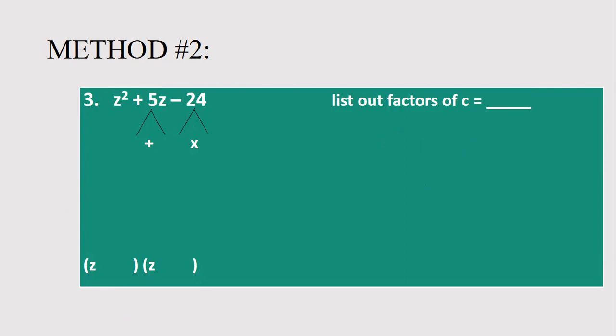Z squared plus 5z minus 24. So this time your C is what? Negative. What are the factors of negative 24? Subtracting is the same thing as adding a negative. So negative 8 and 3, that's a factor possibility. What are your factors for negative 24? So we're going to be using one process. In this case, you have to, right?